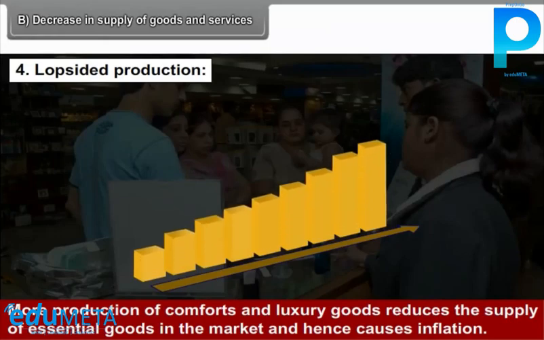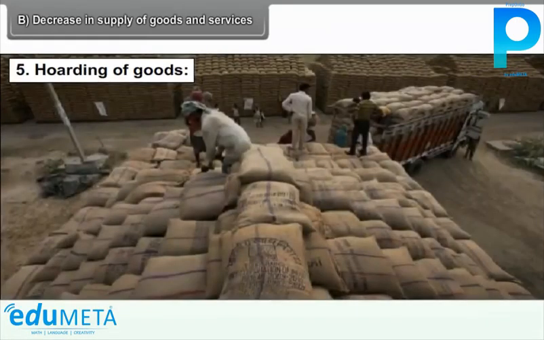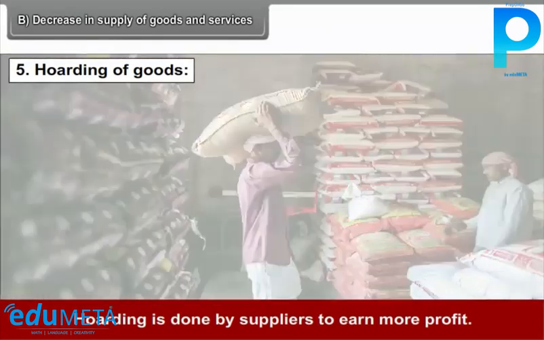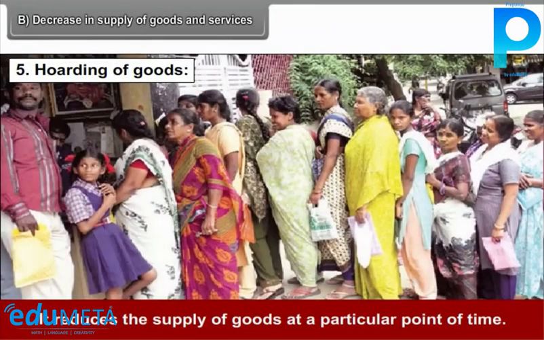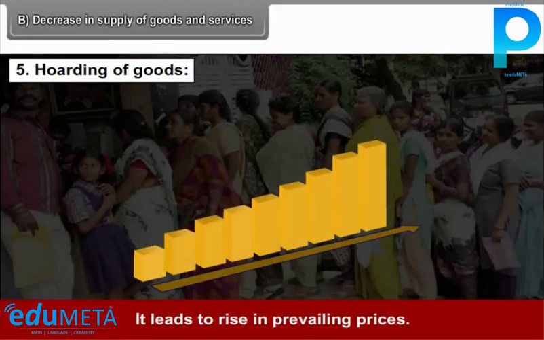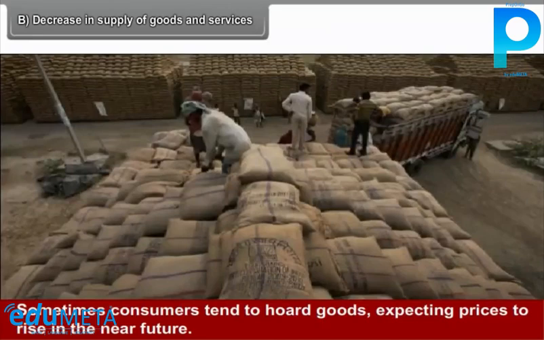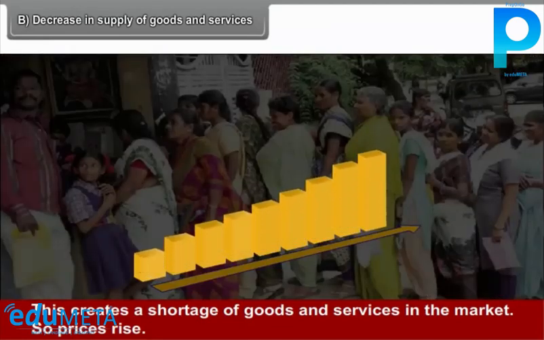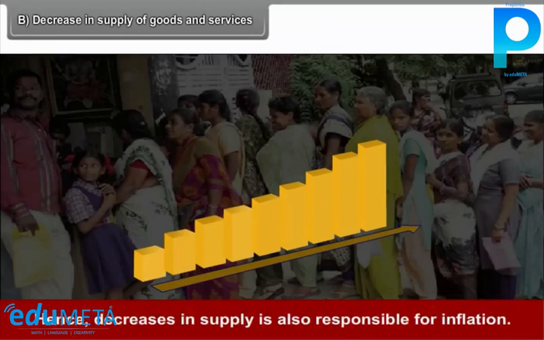4. Lopsided production. More production of comforts and luxury goods reduces the supply of essential goods in the market and hence causes inflation. 5. Hoarding of goods. Hoarding is done by suppliers to earn more profit. It reduces the supply of goods at a particular point of time. It leads to rise in prevailing prices. Sometimes consumers tend to hoard goods, expecting prices to rise in the near future. This creates a shortage of goods and services in the market, so prices rise. Hence, decrease in supply is also responsible for inflation.